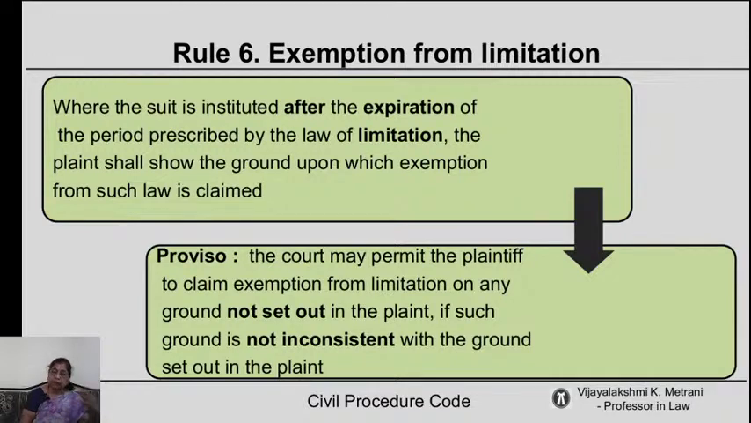So whatever grounds you have given in the plaint for your cause of action or for filing the suit, that is one ground, okay, and why you have not filed during that period of limitation is some other ground, some other reason. So you can state that reason also. This proviso has been added to clear the doubts.